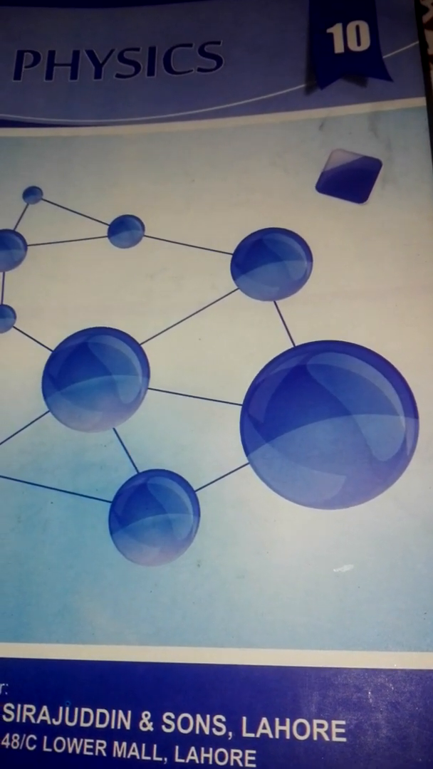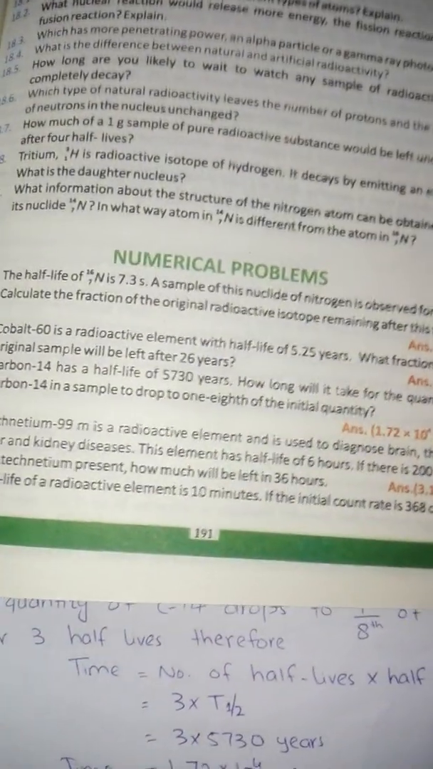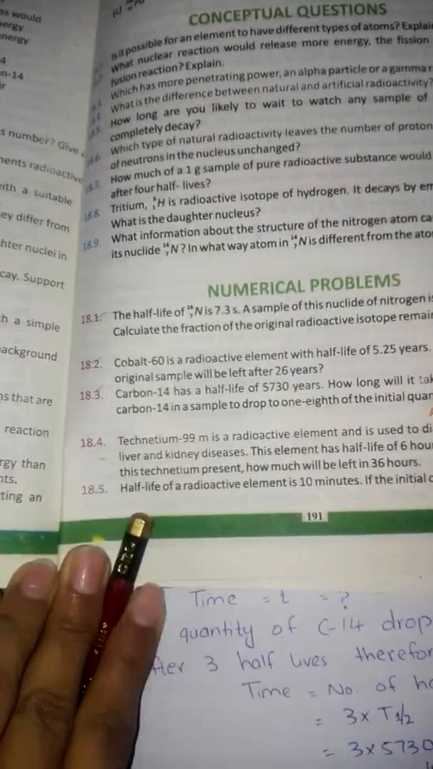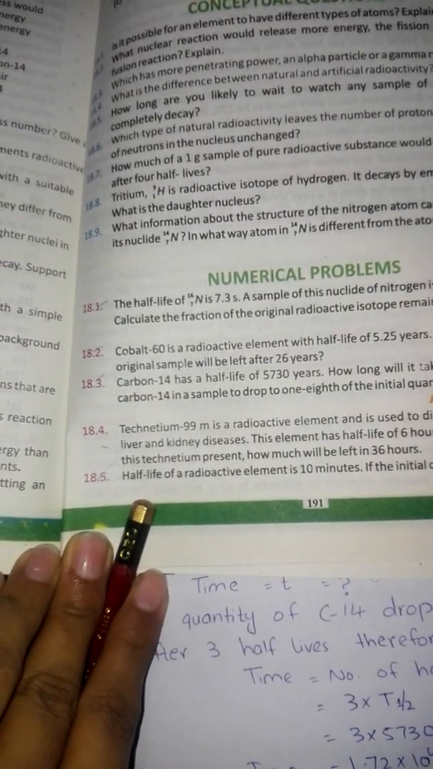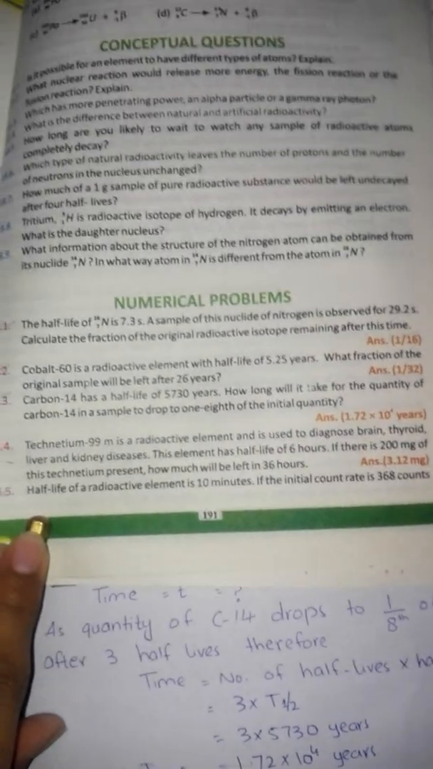10th class, today beta we are going to do numericals of unit 18, and the numericals that are included in smart syllabus are 18.1, 18.2, 18.3, 18.5 and 18.9. So first we will do 18.1.